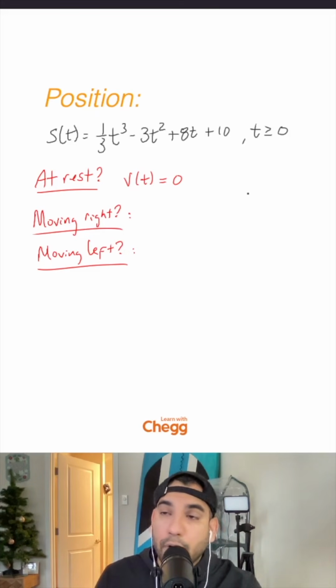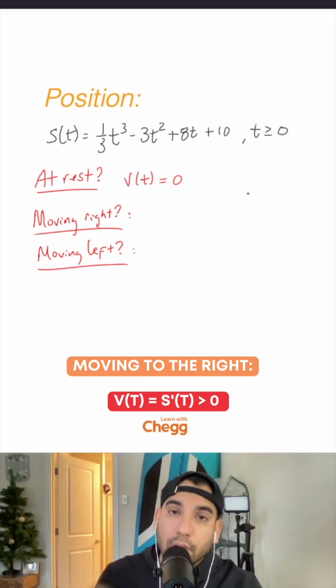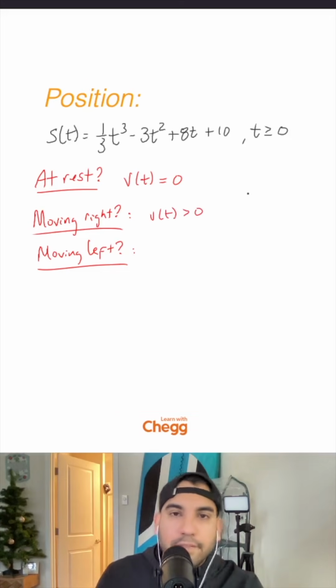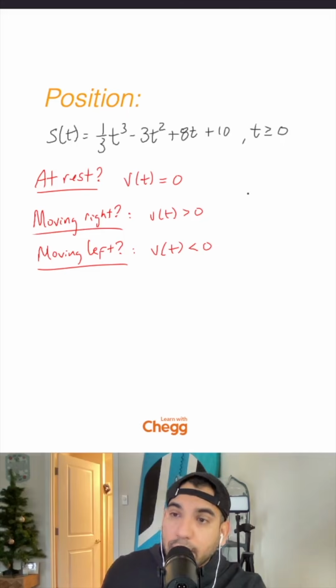Now, if we want to find when the particle is moving to the right, we need to find when the velocity is greater than 0. And moving to the left, that's when the velocity is less than 0. And we're going to find that by doing a number line.